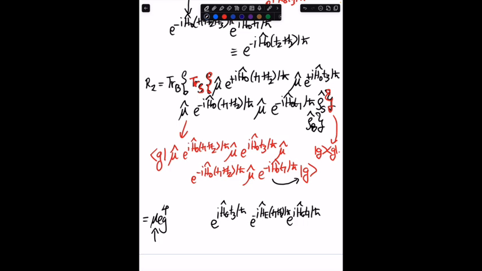And then you have the time reversal operator over the excited state over time t1 plus t2, which gives you e^{iH_e(t1+t2)/ħ}. And then this brings it back to the ground state, and then you take a trace, and then you just have <g|g>.